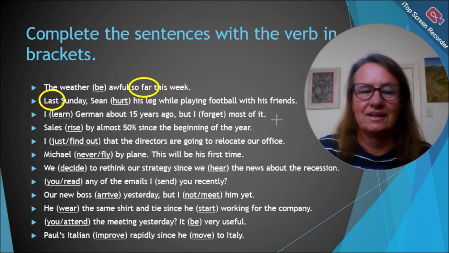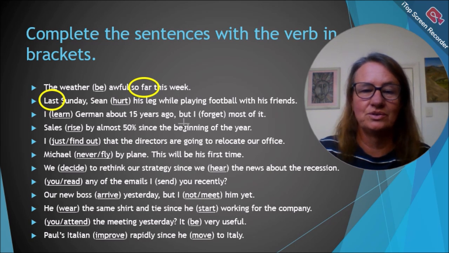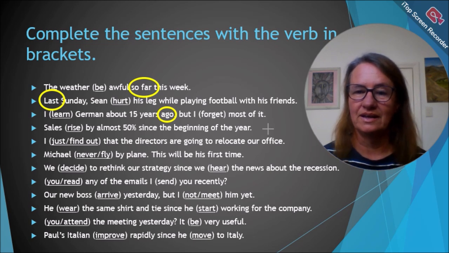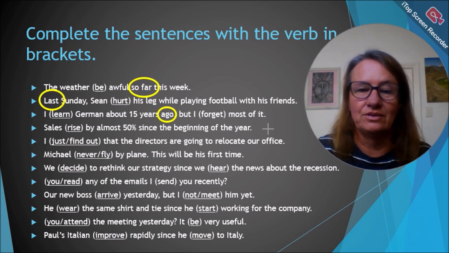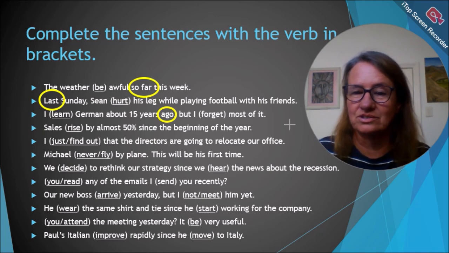Number 3. I learned German about 15 years ago, but I forget most of it. So we have two verbs to change in this sentence. So we start with our signal words. We have ago, and we know, as we've said before, ago is with past simple. So the first part of the sentence, I learned German about 15 years ago, but I, up till now, have forgotten most of it. Present perfect in the second part.